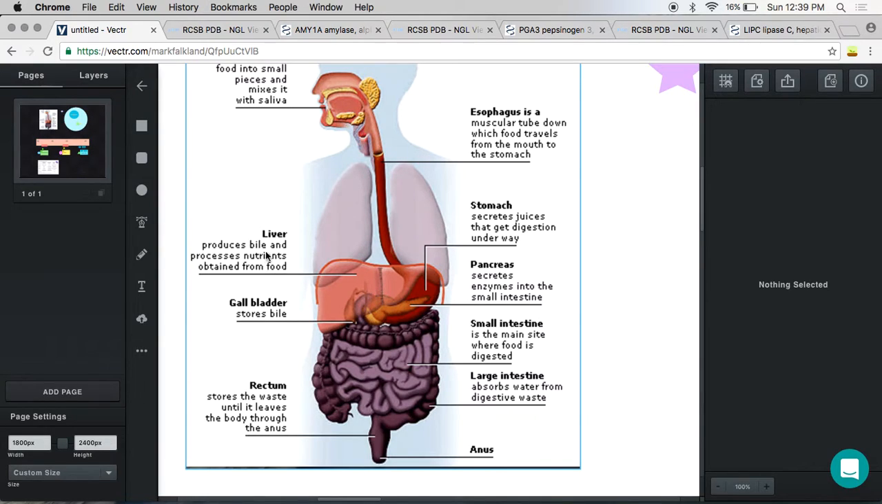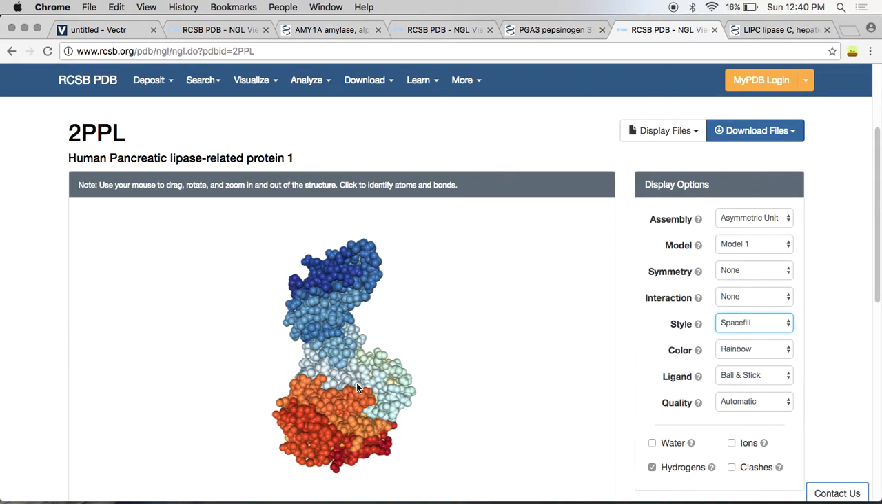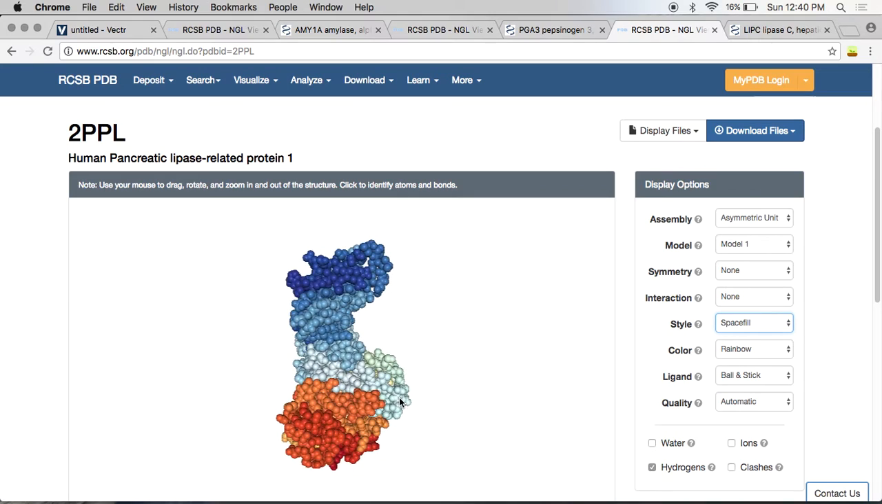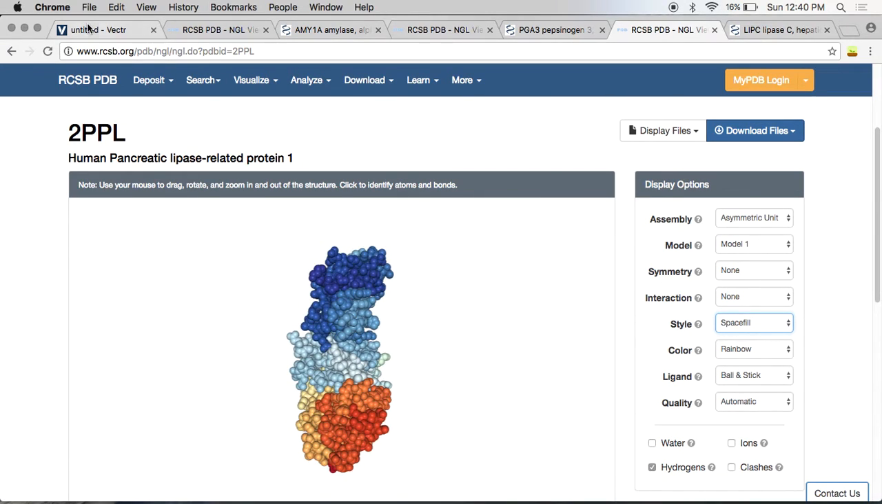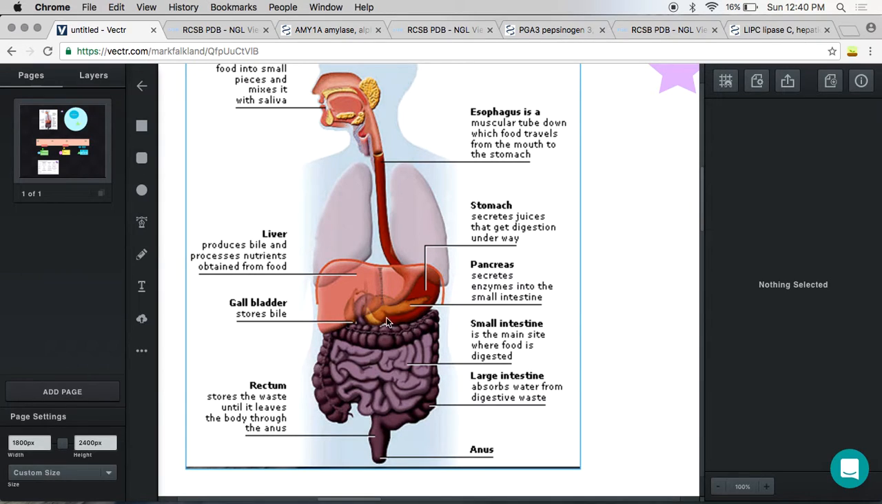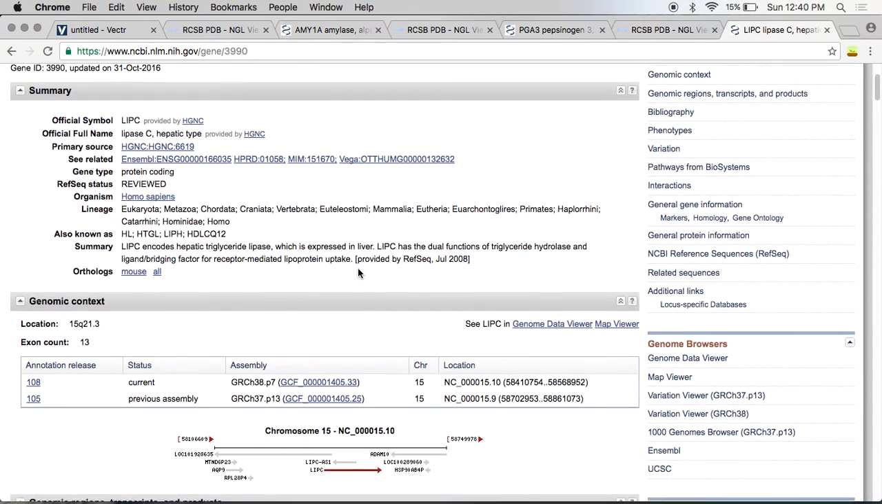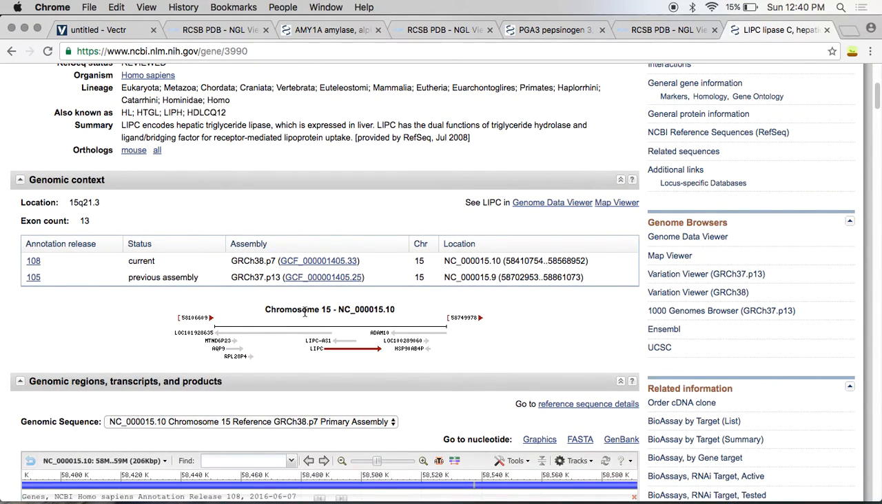And then we have organs like the liver, the gallbladder, and pancreas, which also secrete enzymes or substances that can help break down carbohydrates and fats and proteins. One example is the pancreas secretes an enzyme called lipase, which is for breaking down lipids or fats. This is a protein structure of a lipase secreted by the pancreas. It gets secreted out of the pancreas and into the top of the small intestine, and it helps break down fats. And if we look here, we can see that the gene for this pancreatic lipase is located on chromosome 15.